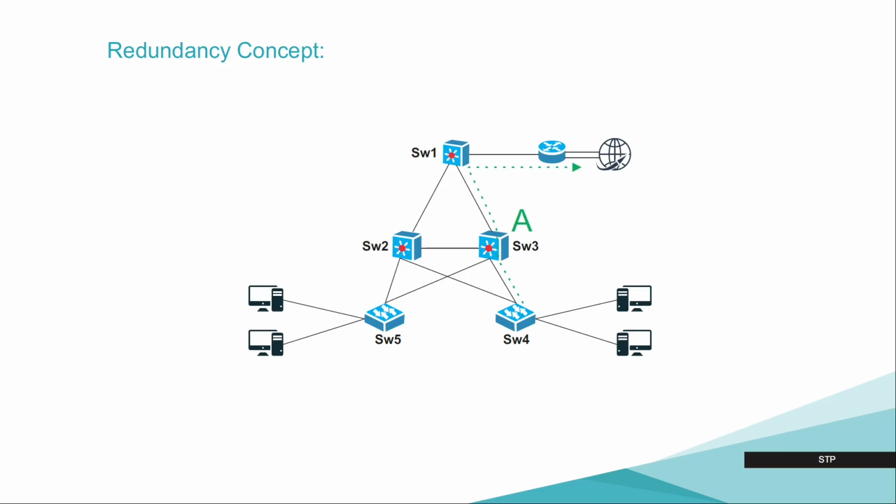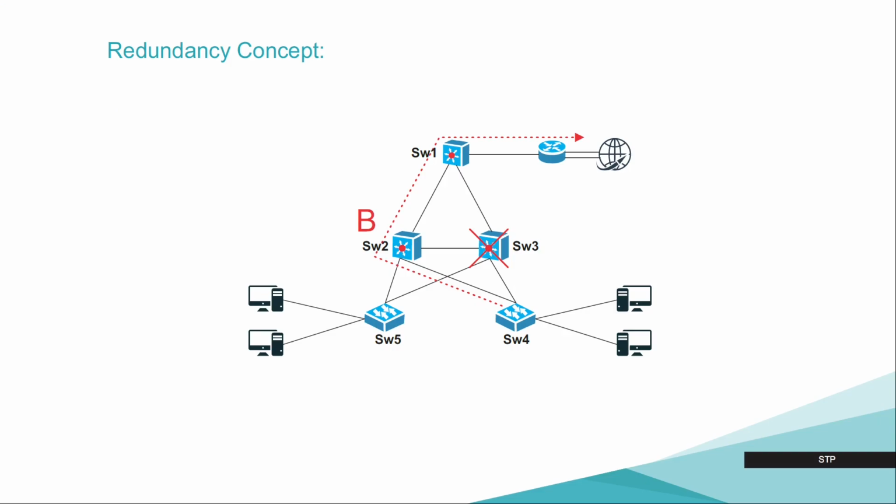As you can see, if any device that is connected to switch 4 wants to send data, it can go through path A, which goes through switch 3, then switch 1, and after that, switch 1 will forward the data to the internet. Switch 4 has another path, let's call it path B. It can forward the data to switch 2, and then switch 2 will forward the data to switch 1, and switch 1 will forward the data to the internet.